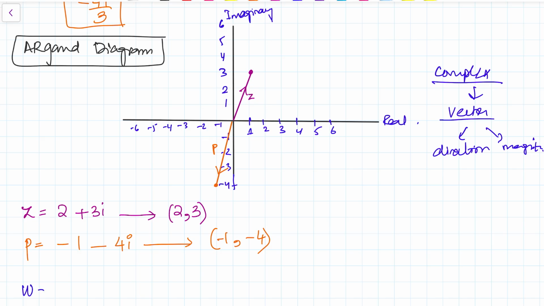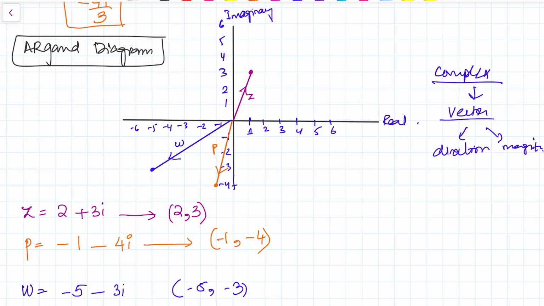So if you have a complex number W which is minus 5 minus 3 iota, it means it's (minus 5, minus 3). Minus 5 comma minus 3 means this is where we stand. Let's join them with a line. This is my complex number W.